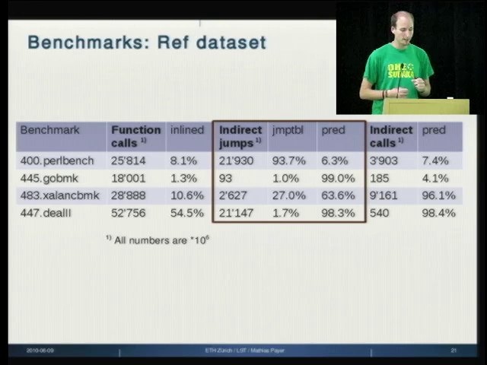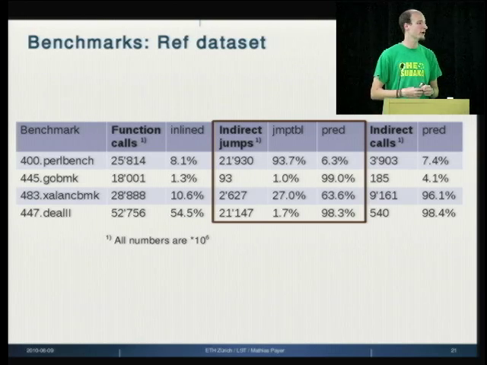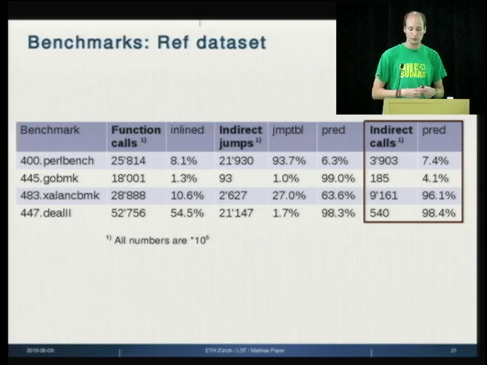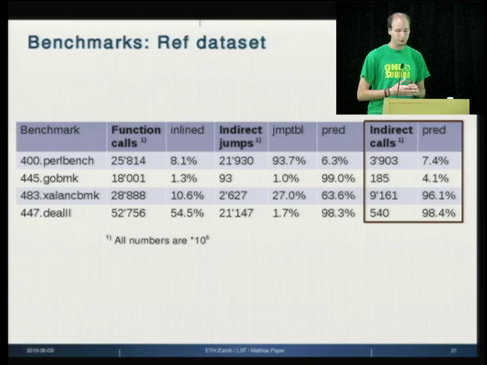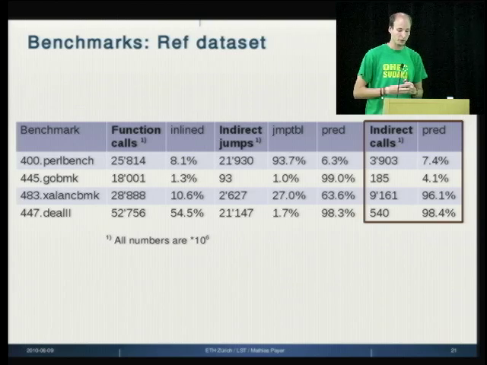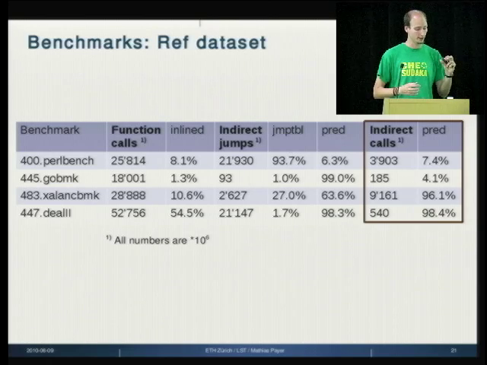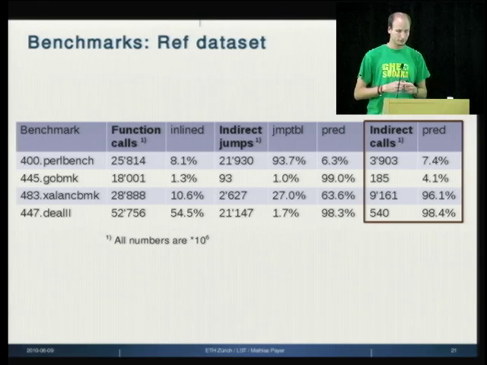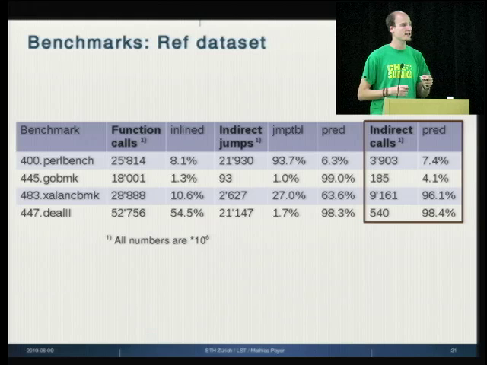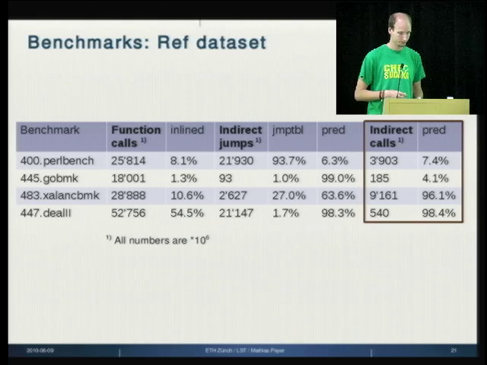So we won't be able to do much better for indirect jumps, no matter what optimization we use. If we go to the indirect calls, we see that for Xalan and Deal, we have almost or close to 100% prediction rate where we use the prediction optimization. But for Perl bench and GOP MK, the prediction doesn't work so well, and we have to fall back to the fast lookup in the end.